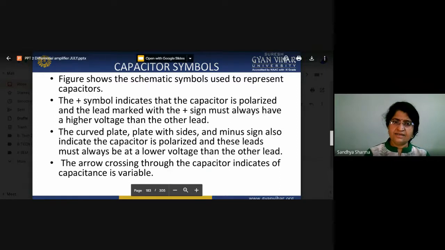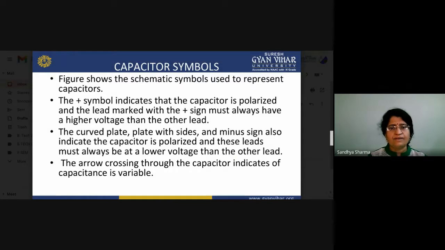The curved plate with the minus sign also indicates the capacitor is polarized, and this lead must always be at a lower voltage than the other lead. The arrow crossing through the capacitor indicates that the capacitance is variable.